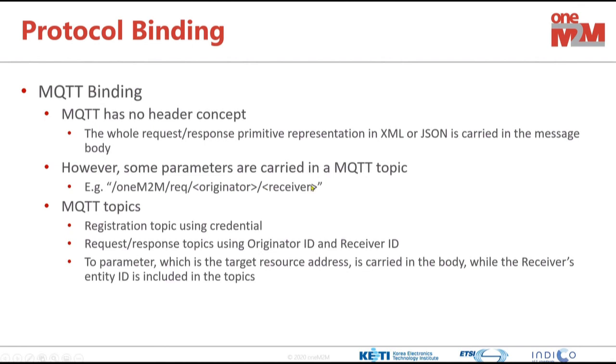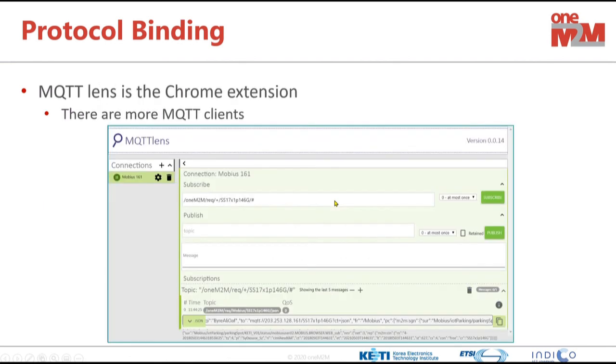That's how oneM2M entities can exchange the oneM2M primitives. So originator ID and the receiver ID for the request, and of course we have the topic convention for the response. Basically slash oneM2M slash resp, response, and then the originator and the receiver. And we have the other option in the end, but yeah, we will see that later. And for a free client to test the MQTT protocol binding, you can use MQTT.fx, and there's the other.